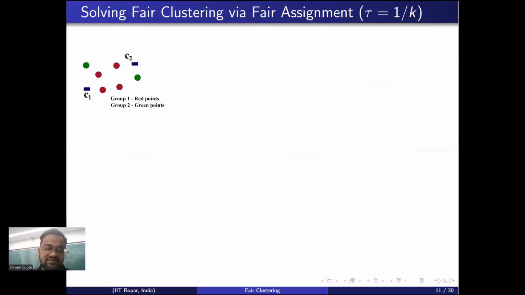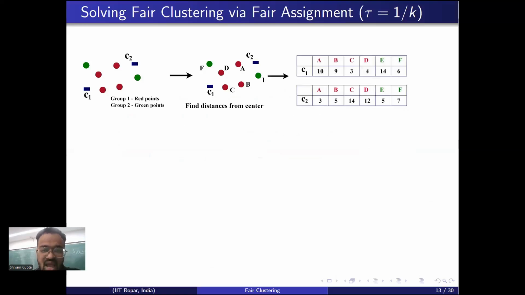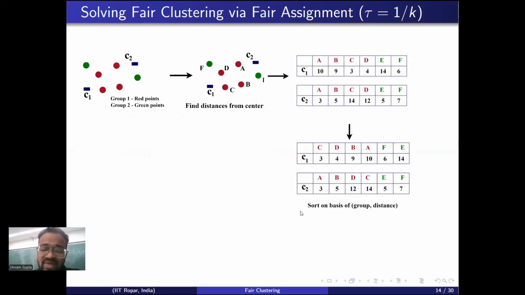So for this, we came up with a simple round robin based algorithm. It starts something like this. Let's say that we have two cluster centers, C1 and C2. They might be coming from vanilla clustering. And then we will be finding the distance of all the points from these centers. After finding the distances, we will be sorting these points based on the color, and within the same color, we will be looking at the distance. So this would give me some preference order of C1, let's say, to all the red points and C1 to all the green points.